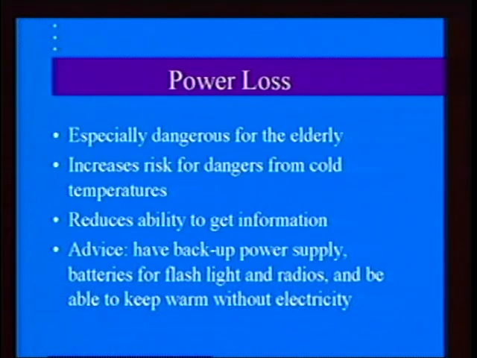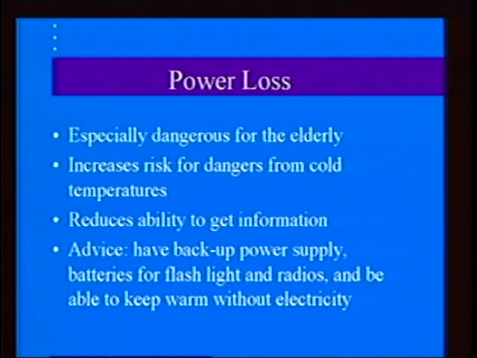Power loss. This is especially dangerous for the elderly or people that are not able to react quickly to changing weather conditions or a drastically changing environment. Of course, power loss can produce significant problems very quickly if you're not able to heat the home anymore. Power loss increases risk of dangers from cold temperatures. It reduces the ability to get information.